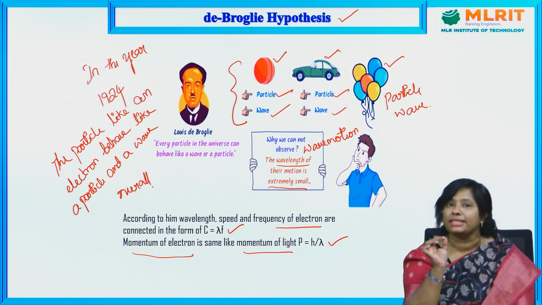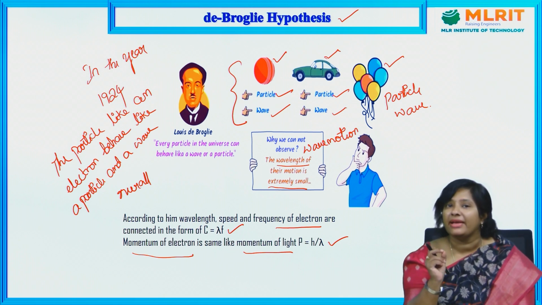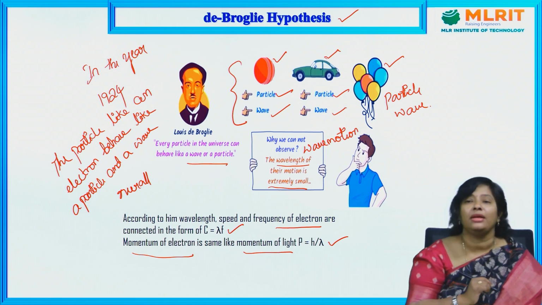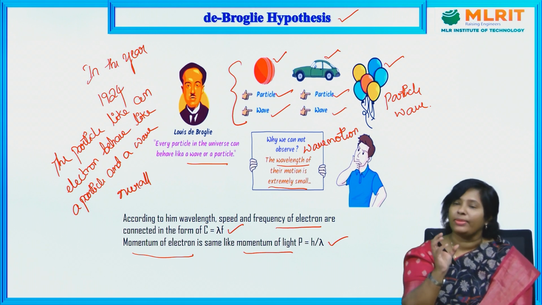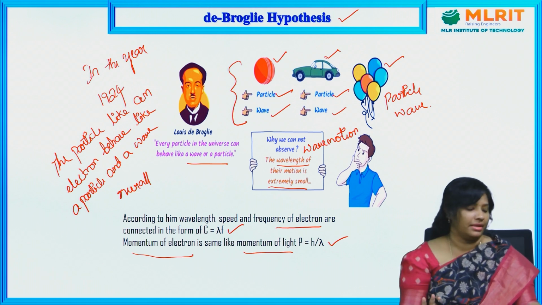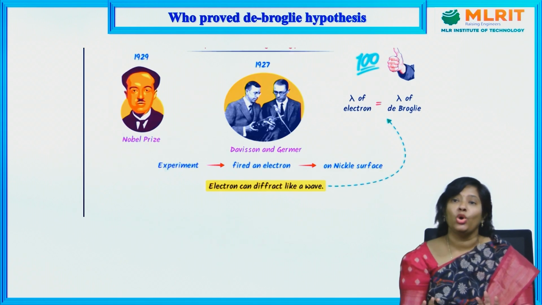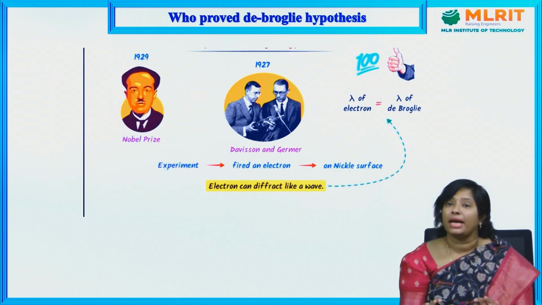Overall, Louis de Broglie stated that every particle in the universe can behave like a wave or a particle. Can behave like a wave or can behave like a particle. Now, next, who proved this de Broglie hypothesis?